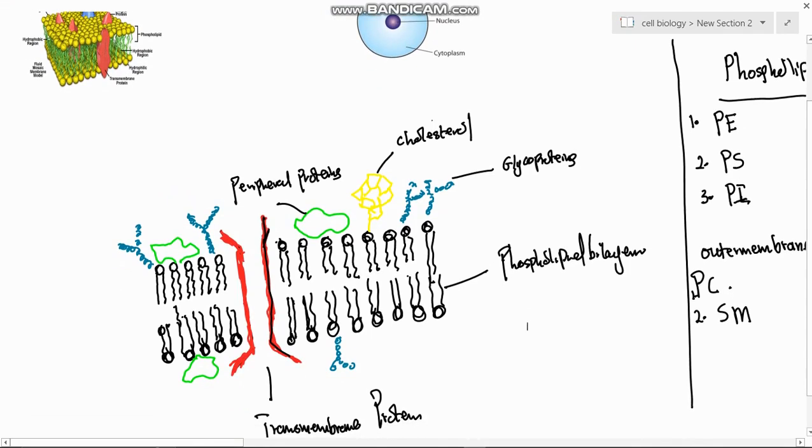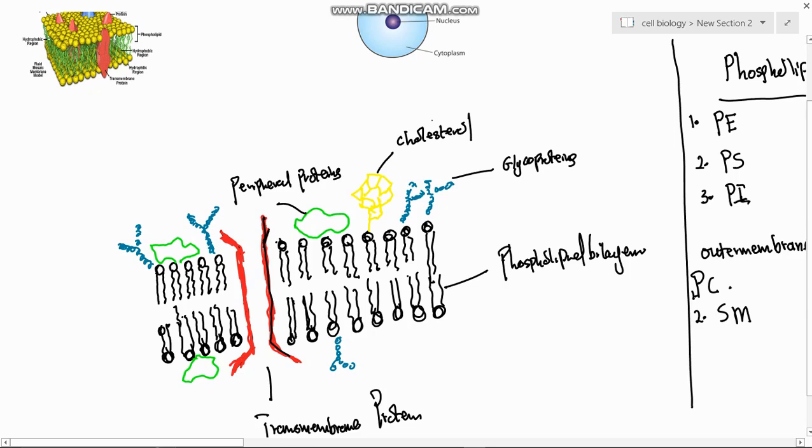So the diagram you see here is the structure of the cell membrane. The cell membrane has different components. We have the peripheral proteins, we have the cholesterol, we have the glycoproteins or the glycocalyx, we have the phospholipid bilayer, then we have the transmembrane protein.